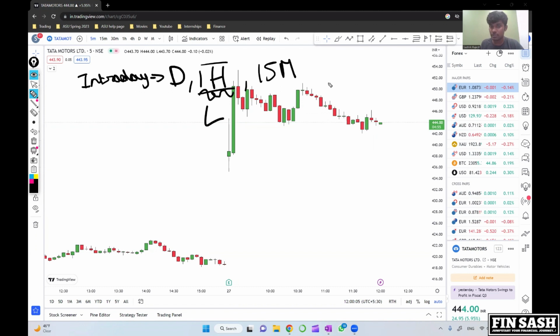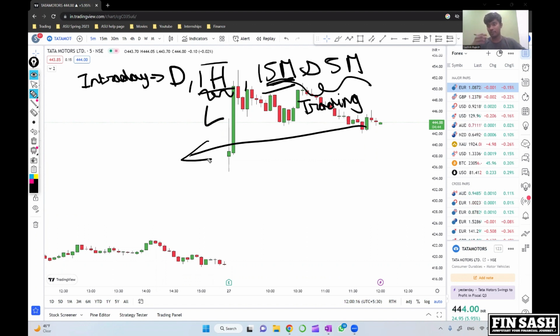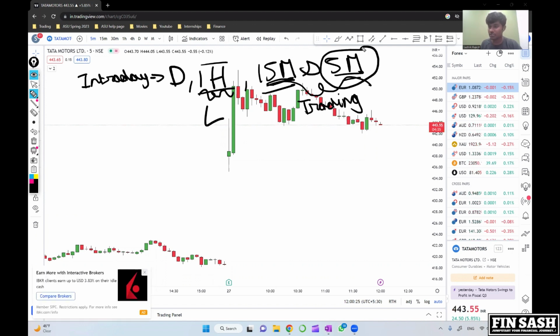The 15-minute and the 5-minute time frames are used for trading, right? The 15-minute is more accurate, and obviously the higher the time frame you go, the more of the picture of the market you get. Why is that true? Because you can't get the overall picture in a 5-minute time frame, right? But if you go to a daily time frame, you can actually see what happened in the market. So that's for intraday.